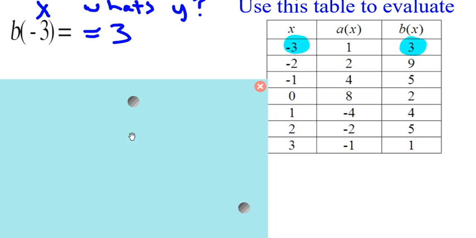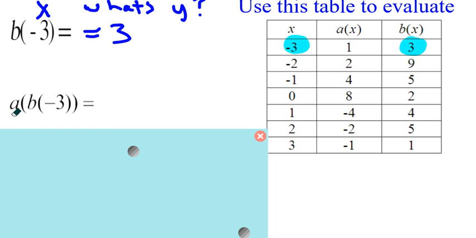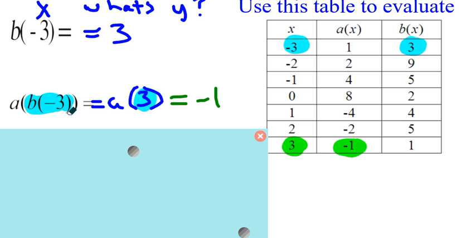All right, let's step it up a little bit and do a composition function. So if you have a of b of negative 3, you always want to start on the inside. So you first have to figure out what b of negative 3 is. Well, we've done that already. We know b of negative 3 is 3. So we just replace b of negative 3 with its value, which we know is 3. And now our goal is just to find a of 3. So now I want my x value to be 3, and I look at my a function. My answer to that question is just negative 1.